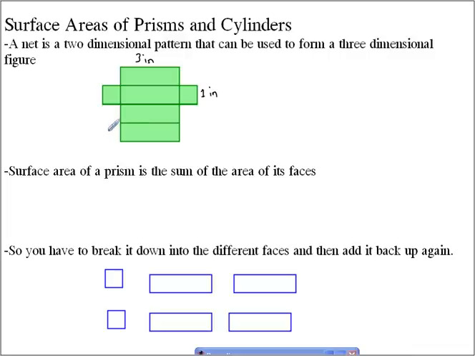Areas of prisms and cylinders. So what a surface area is, it's the area that's on the surface of an object. And in the case of prisms and cylinders, we tend to unfold them or unroll them, and then we end up with shapes that we can then figure out the area of.